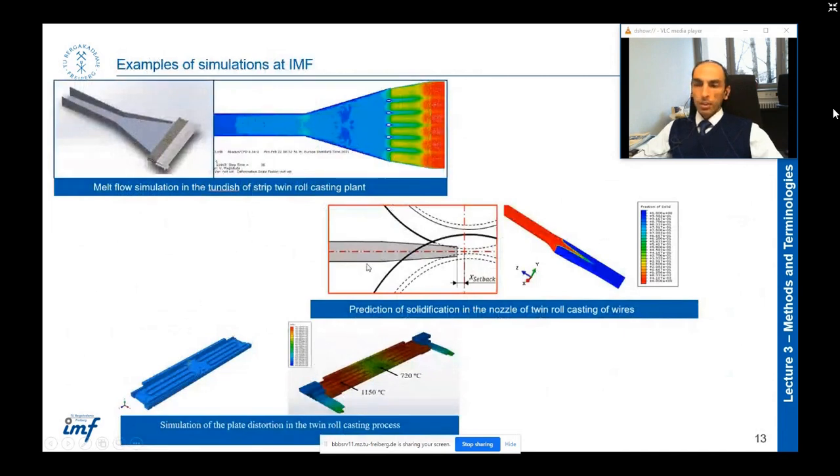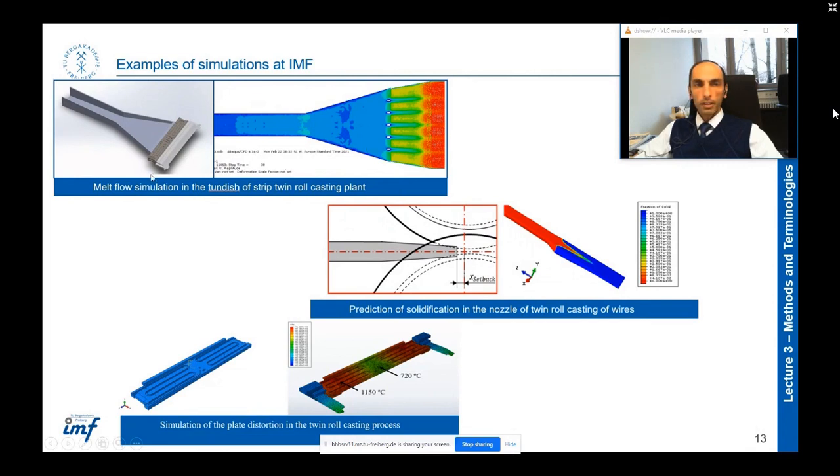Okay, I talked about the industry, and here I give some examples I have used for the simulation at IMF, our Institute of Metal Forming. So this is an example of melt flow in a twin roll casting process. In this process, the liquid metal, it's magnesium or sometimes steel, comes between the rollers and then is solidified and rolled at the same time.